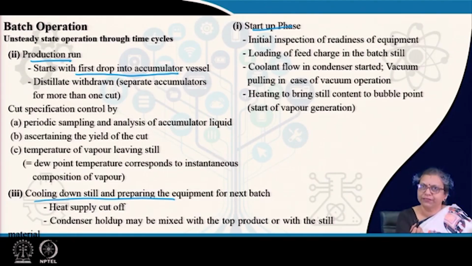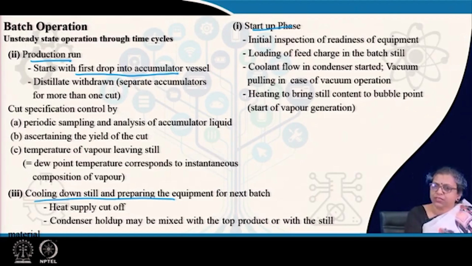In the production run, definitely we are producing what we want from the batch distillation process. So, during this production run, naturally the still gets heated and vapors are produced, the vapors are condensed, and then they are collected in the reflux drum. And if we require different products, each particular product that we are collecting is usually referred to as a cut. So, if we need more than one cut, then naturally we will be collecting them in separate accumulators, and we will be controlling the cut specifications either by periodic sampling and analysis of the accumulator liquid.